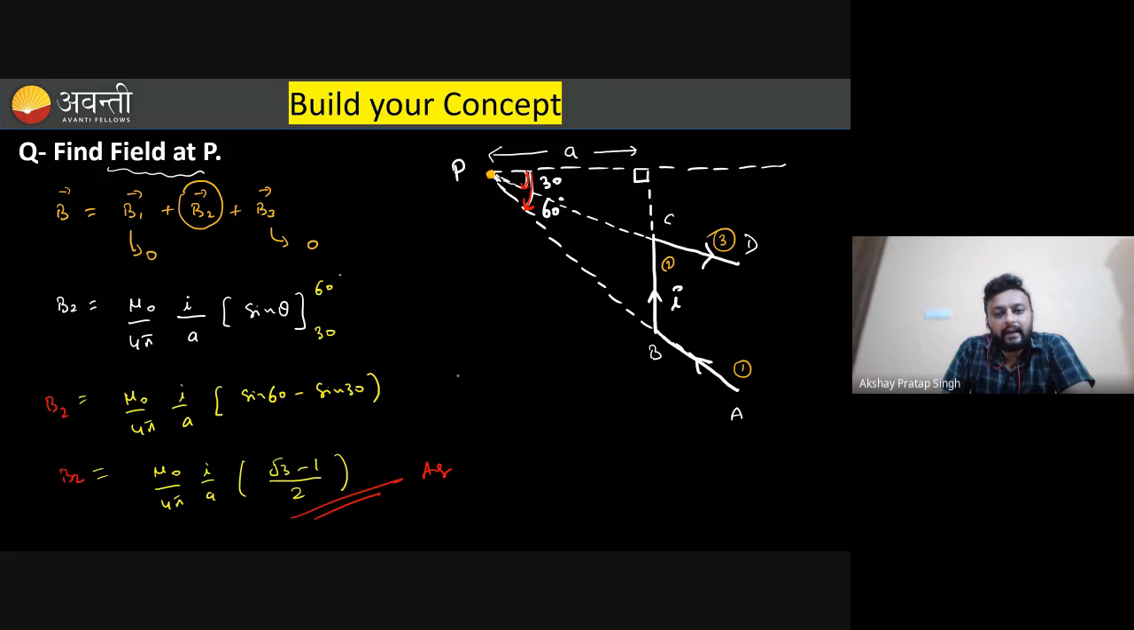Now I am not going to write B as equal to B1 plus B2 plus B3, because B1 and B3 are both 0. So net field is equal to B2. So this is your final answer. Clear? I hope it is clear. Moving further for the next question.